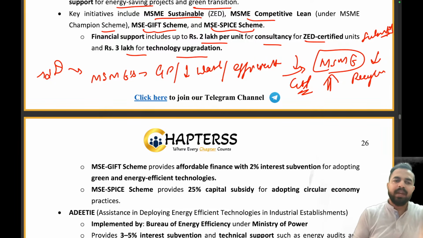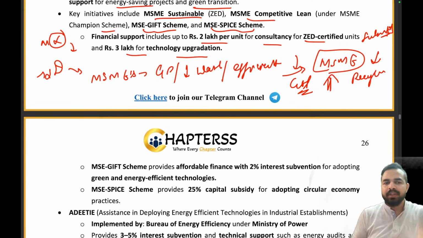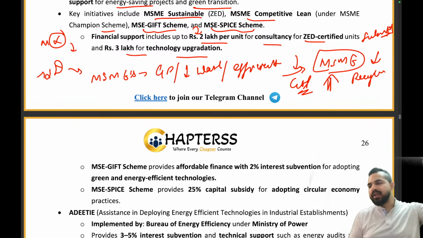That means if there is an MSME X and it needs some consultancy help in order to ensure that it is adopting green energy practices, the Government of India will be providing rupees 2 lakh per unit for the consultancy services, right? You arrange the consultant, I will be paying you rupees 2 lakh. Up to 2 lakh I will be giving you for the consultancy.